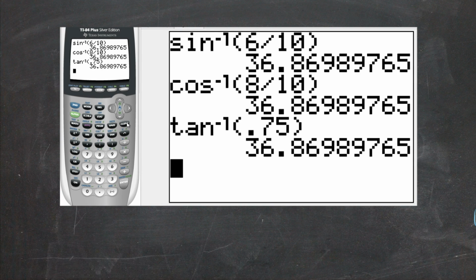Now, let me clear that stuff out there, and there's where we were. Again, each time we got the same degree measure, so it looks like 36.9, or 36 9/10, to the nearest tenth. That's what the question asked us for. That's angle B.